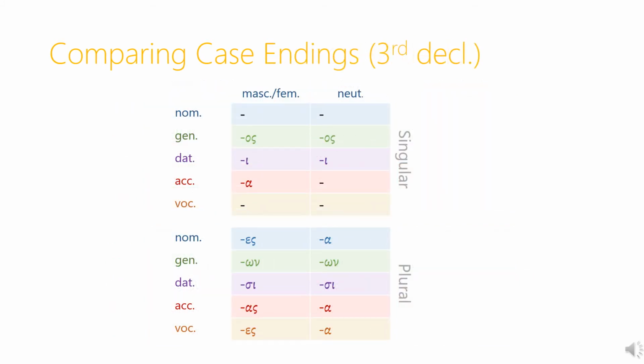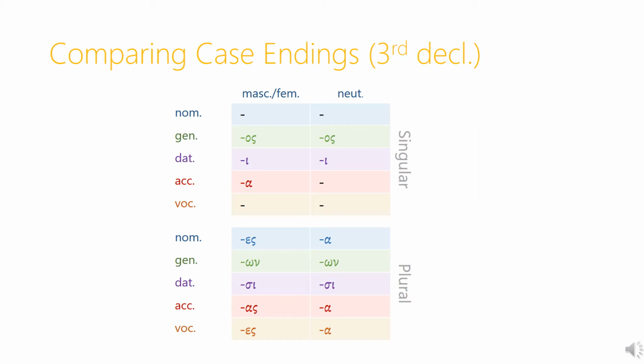We can now complete our chart of the basic third declension case endings. In the masculine and feminine, singular, nominative has no particular ending, genitive is os, dative is now e with the iota, the accusative is alpha, and the vocative is the same as the nominative or the real stem, but no particular ending. In the neuter, the forms are almost exactly the same in the singular, except that the neuter accusative singular is the same form as the neuter nominative singular. That same pattern in which the neuter uses the same form for nominative and accusative.